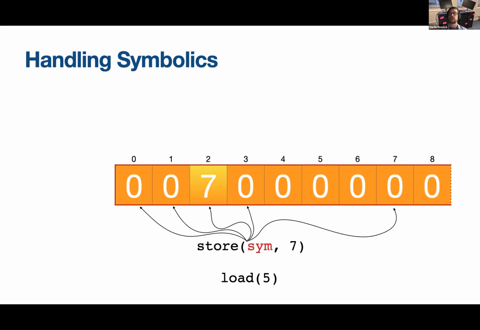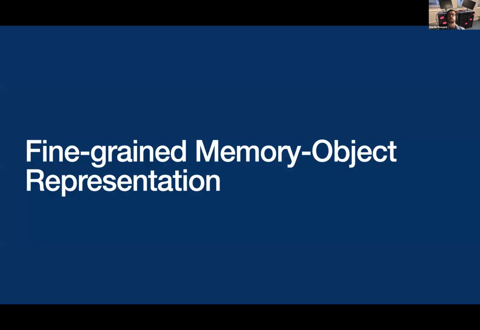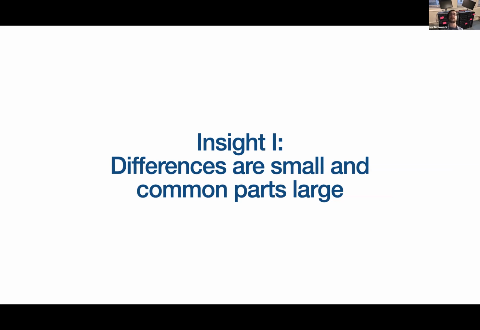So what I proposed in that paper was a more fine-grained memory object representation, and that was based on two main insights. The first insight is that typically, if you look at two closely related states and you view their memory object and how it was manipulated, you will see that typically small parts are different, but they have a large common part.